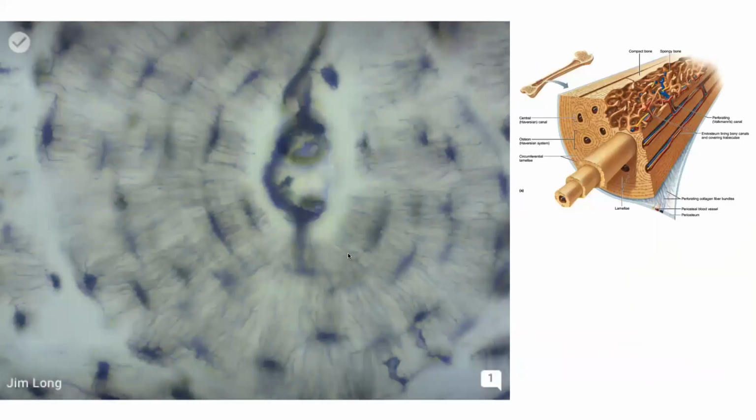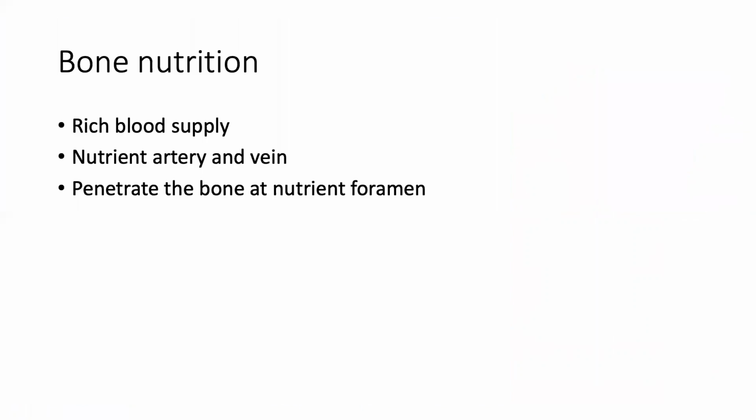So now this is what we will see on the histology slide. And if we see this, I want you to remember bone, which is osteon. Osteon are present in the compact bone. How do we get bone nutrition? Of course, they are from blood supply. Bones are richly supplied with blood. Nutrients, artery and vein penetrate the bone at nutrient foramen.